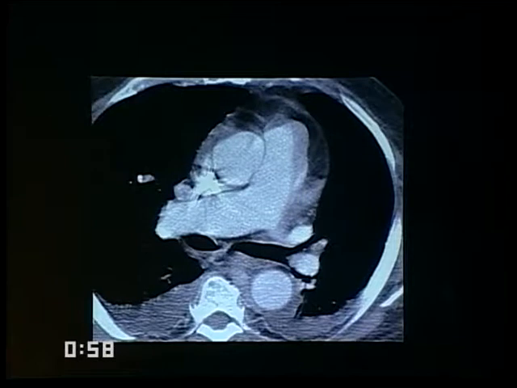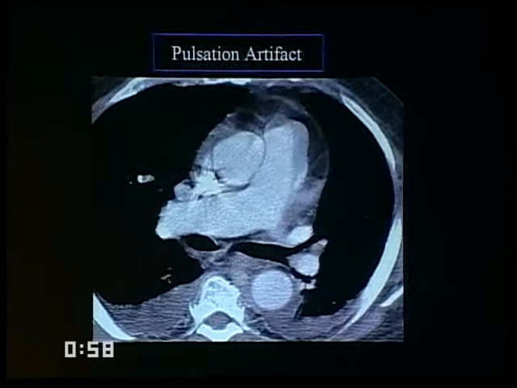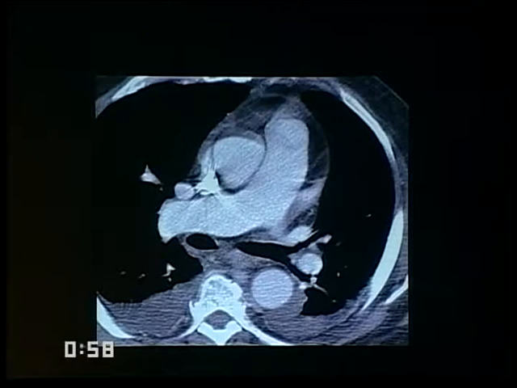Another kind of motion artifact might be mistaken for mural thrombus or an unusual kind of dissection, but in fact, this is pulsation. You see the same thing happening in the aorta. Don't call this an aortic dissection. This is a pulsation artifact.